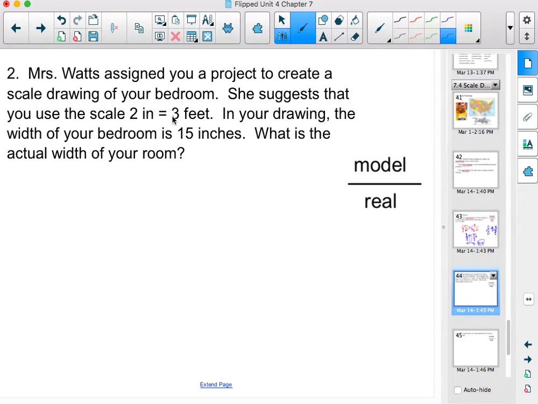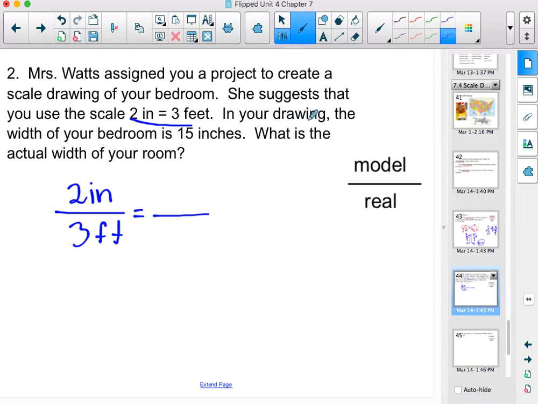Number 2, Mrs. Watts assigned you a project to create a scale drawing of your bedroom. She is suggesting to you that you use the scale 2 inches equals 3 feet. So we're going to write that down, model over real, 2 inches in the drawing equals 3 feet in real life. Okay, get that down on your paper.